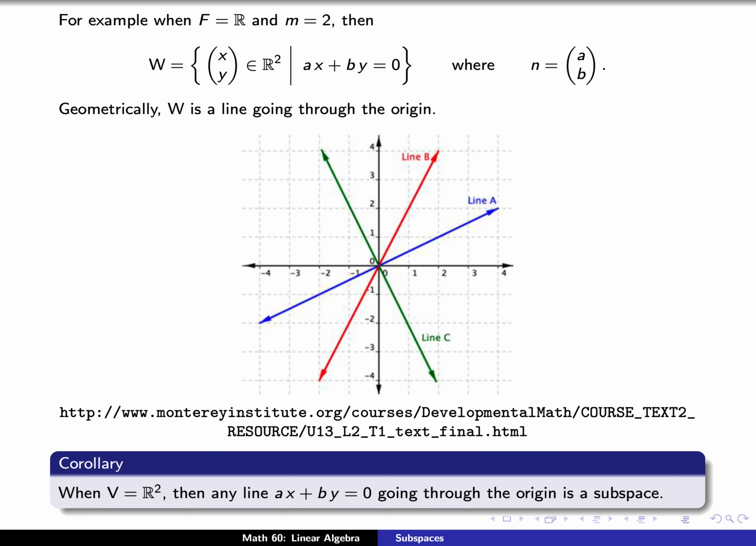So simply put, what the previous statement says is that if you're given the real plane R2, any line going through the origin is a subspace. So the picture here shows at least 3 different examples of subspace: the blue line A, the red line B, and the green line C. Those are 3 different examples of subspaces in the real plane.